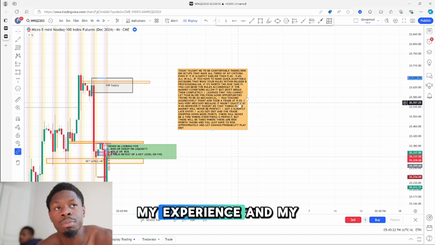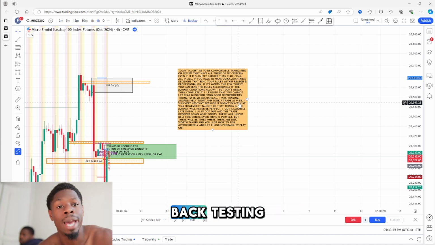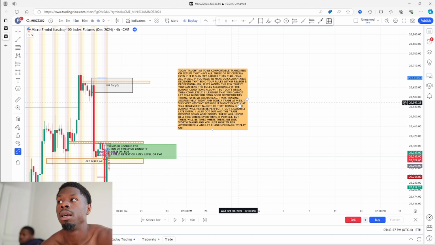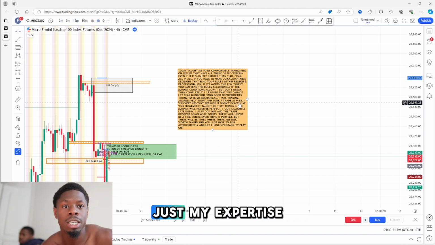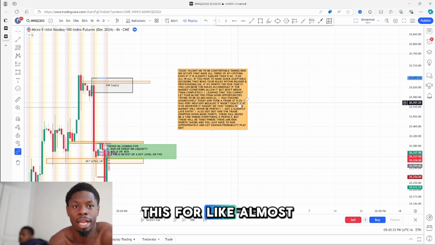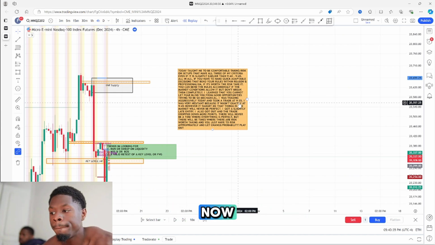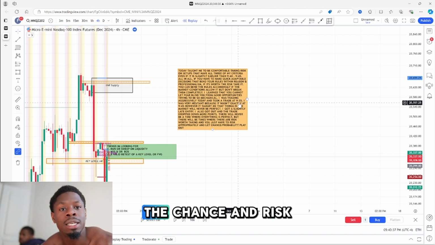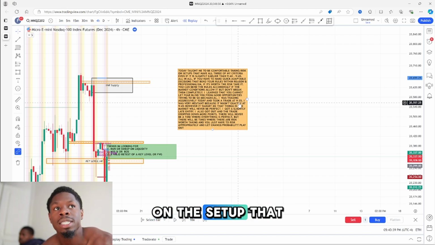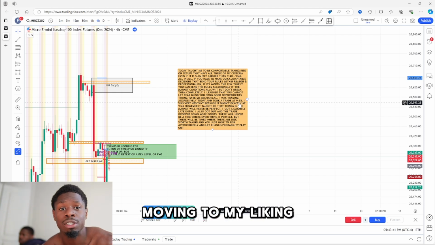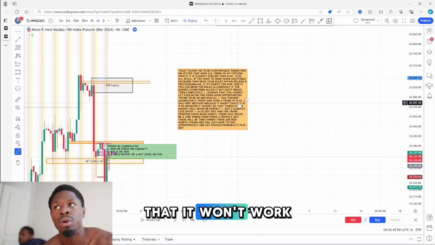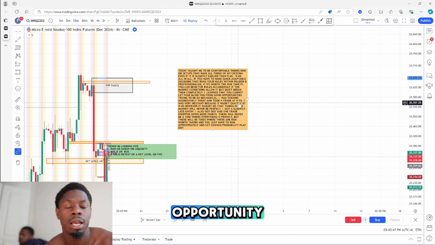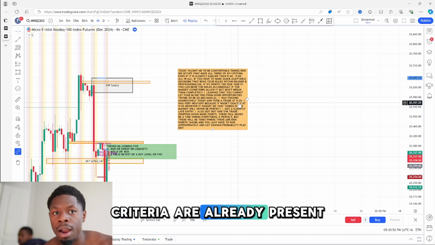can let my experience and my backtesting, and my, how do I put it without sounding too cocky, just my expertise, because I've been doing this for almost 2 or 3 years now. I can just take the chance and risk appropriately on a setup that I see where price action is moving to my liking, instead of being scared that it won't work and missing out on the opportunity. What makes the risk worthwhile? All 3 of my criteria are already present.